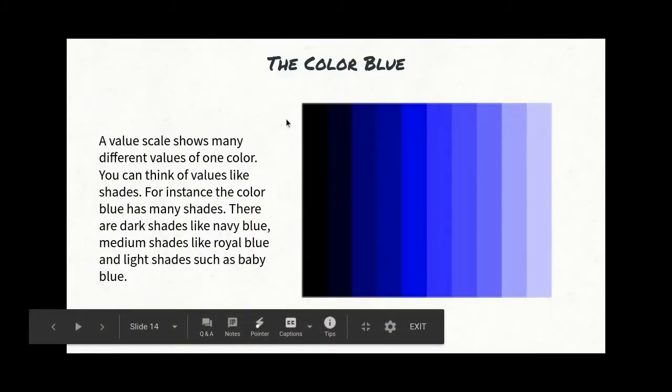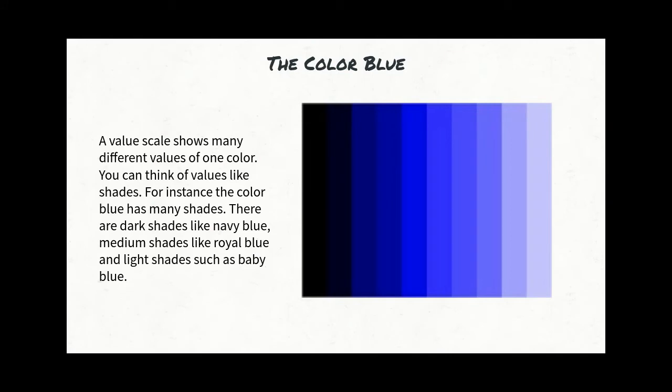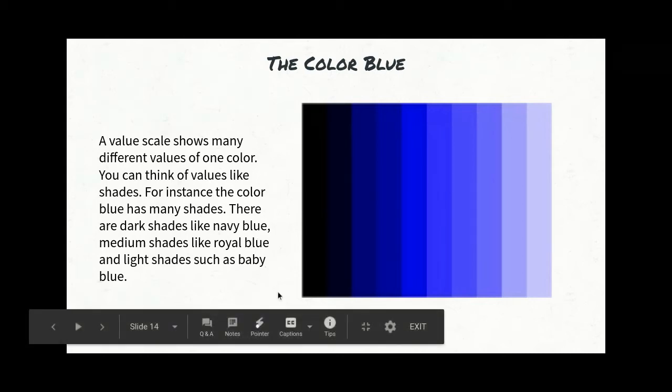So this is the color blue. And a value scale shows many different values of one color. You can think of values like shades. For instance, the color blue has many shades. There are dark shades like navy blue, medium shades like royal blue, and light shades such as baby blue.